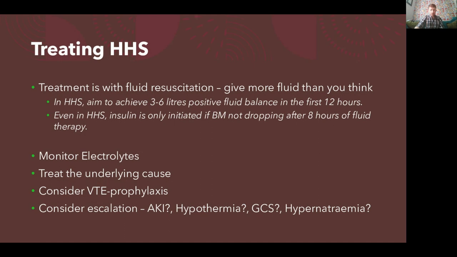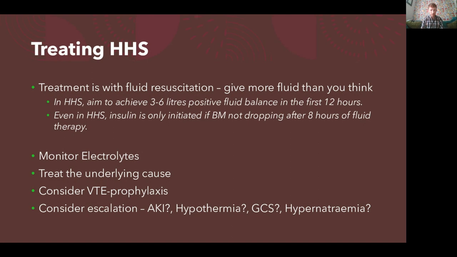Things to consider are that just as with DKA, this has been triggered by a stress response. So what is causing the stress? You've got to treat that as well. Is it infection? Is it an Addisonian crisis, God forbid? Treat the underlying cause, otherwise they'll just go back into it. Consider VTE prophylaxis. When you are dehydrated, your blood becomes coagulopathic. You become clotty. So if you are treating somebody for HHS, you need to be treating them for a potential clot as well. Get those stockings on, give them a decent dose of Fragmin, low molecular weight heparin, whatever your local trust advises.